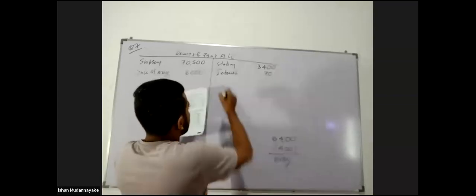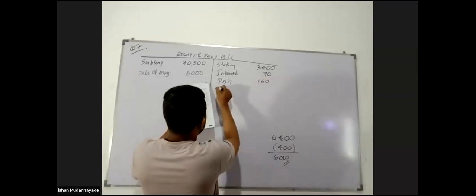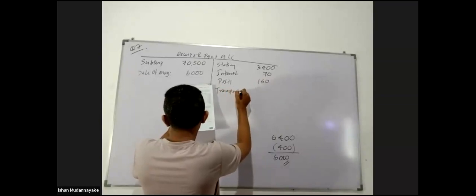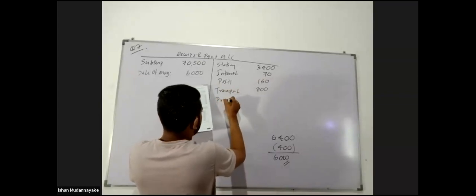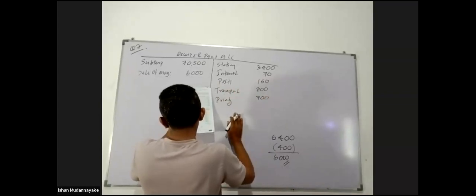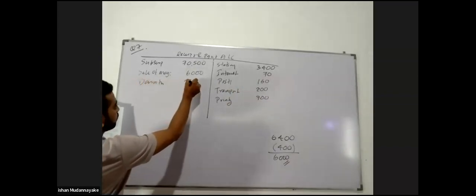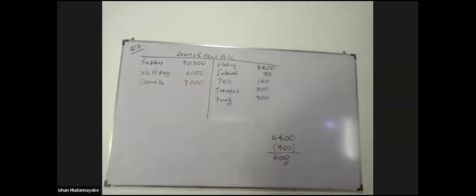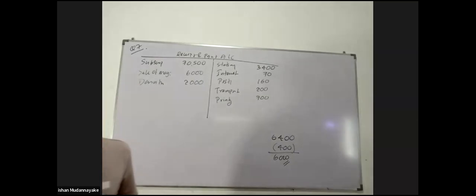Then here, postal expenses 160. Transport cost 200. Printing expenses 700. Receipt of donation now: donations received 2,000. Now we have the cash inflows and the cash outflows.